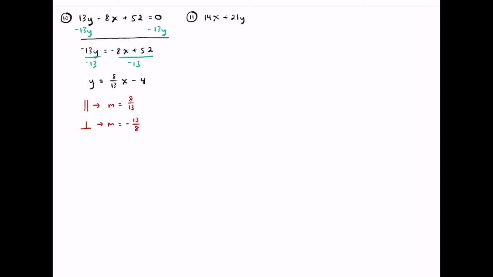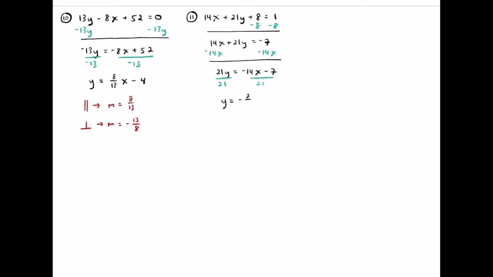Let's try number 11. Number 11, let's try 14x plus 21y plus 8 is equal to 1. Alrighty, so we need to get y alone. Let's just deal with the constants first here, combine those. So if we do that, we have 14x plus 21y equals negative 7. Now it's in standard form. Let's take away 14x from both sides. If we do that, we're going to get 21y is equal to negative 14x minus 7. And dividing both sides by 21, we're going to get y is equal to negative 2/3 x minus 1/3.